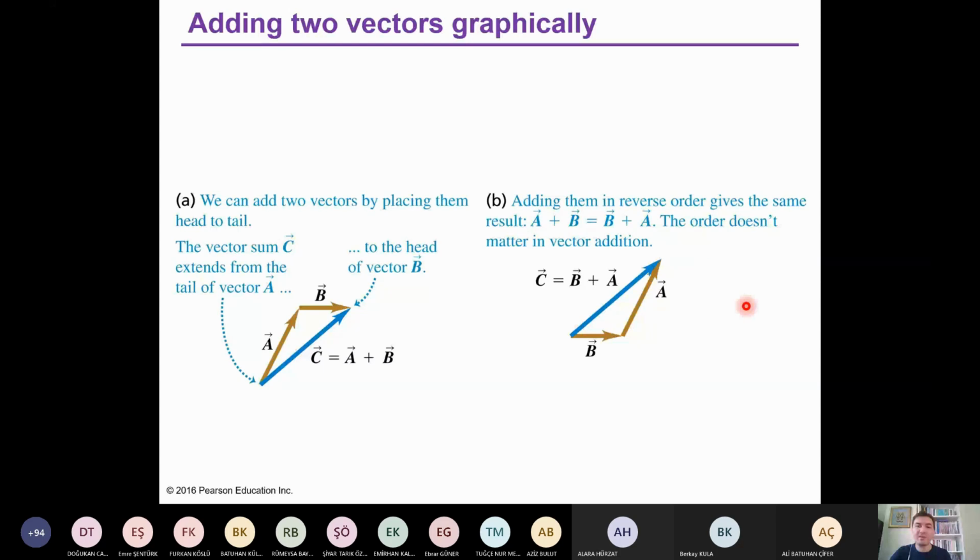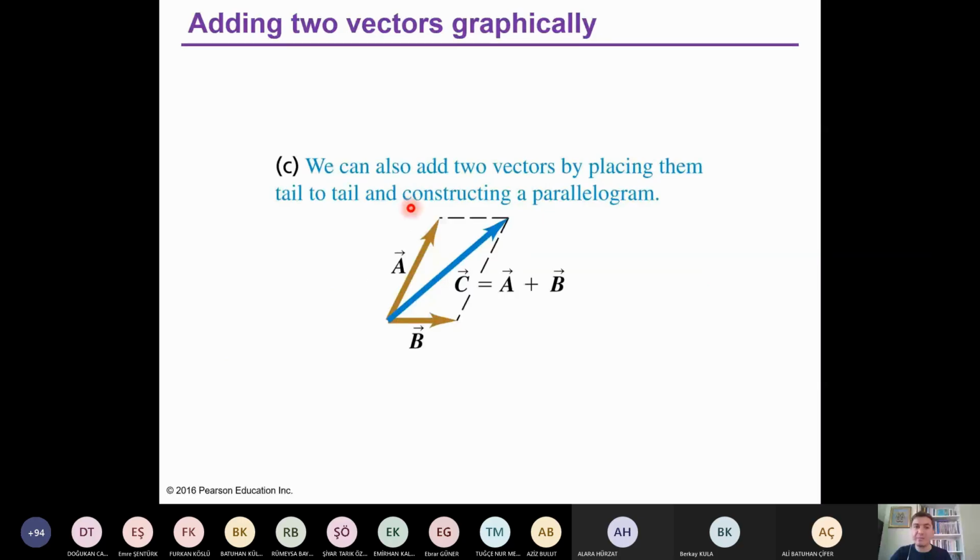We can add two vectors by placing them tail to tail and constructing a parallelogram like this one. Here I have A vector, here we have B vector, okay, tail of A, tail of B, okay, we add them tail to tail, and here you can draw a parallelogram for A and B vectors, okay. So in general, what do you see here? Take this A vector and carry this vector here, okay. Again, let me draw, maybe you will better understand. I will draw the A vector.